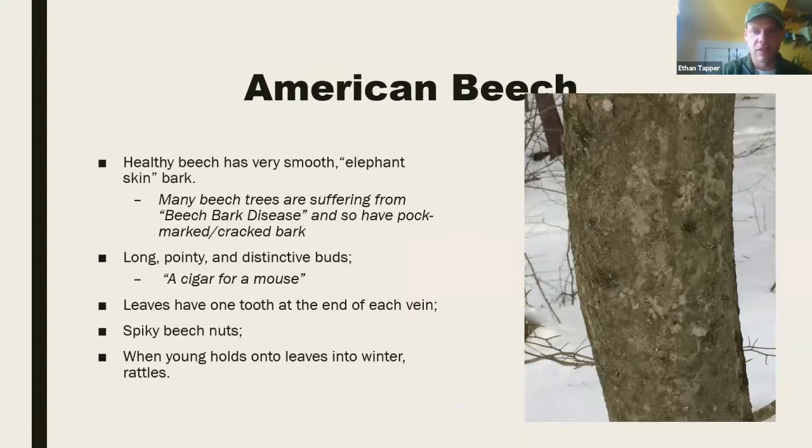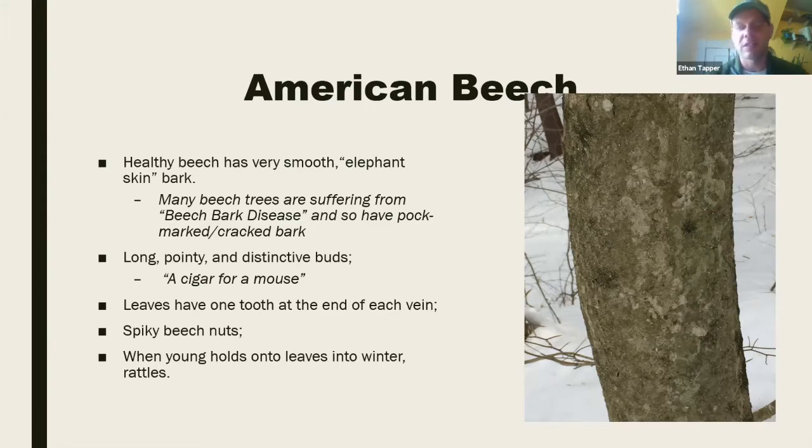Moving on here, American beech. I learned it as having very smooth bark, like elephant skin. It's the only tree species we have where the bark should be completely smooth. It's this beautiful, smooth, gray bark. Sometimes you can see initials that have been carved in it from 30 years ago, and they're still legible, which is pretty amazing.